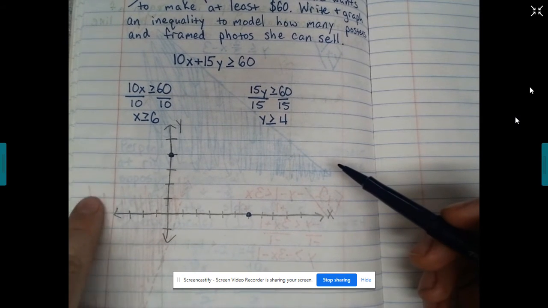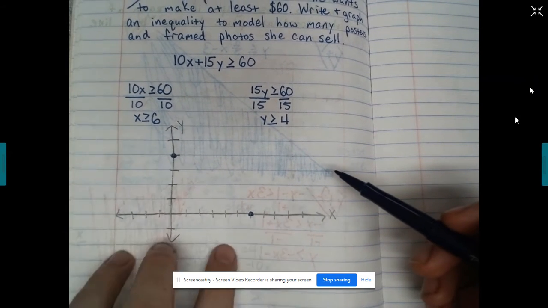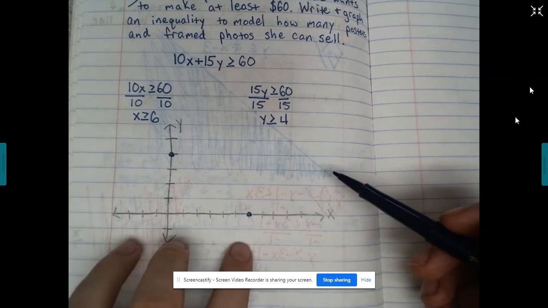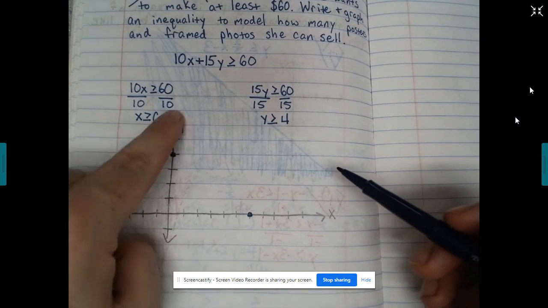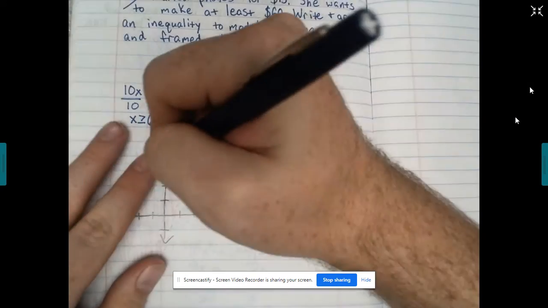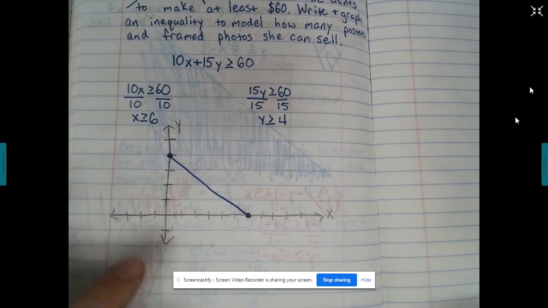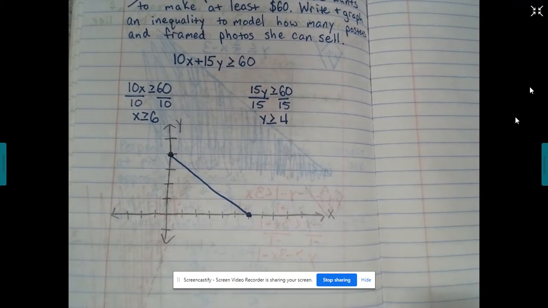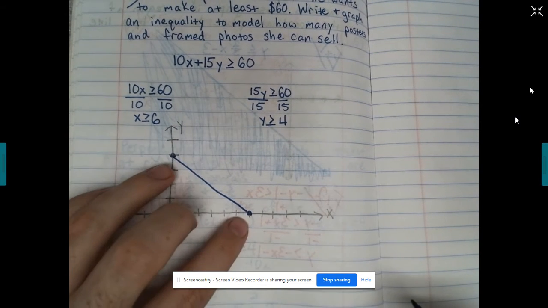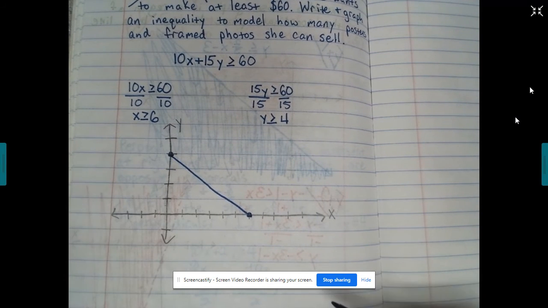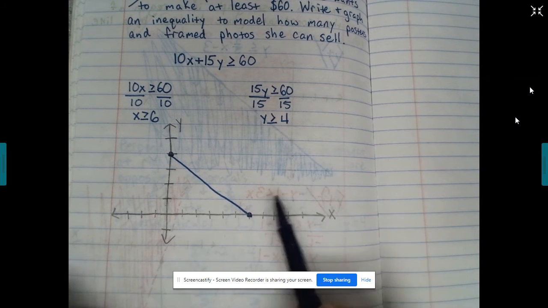And here's where, again, don't want to use anything outside of the first quadrant. I'm not going to sell negative posters. I'm not going to sell negative photos. So I really only care about this first quadrant up here where everything is non-negative, either positive or 0. And then I'm really just using a line segment. I'm not using the full line because that stretches into the second and fourth quadrants. I'm just going to do that segment in the first quadrant connecting the two intercepts.